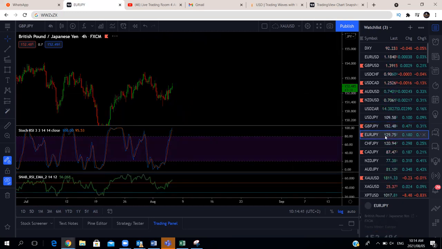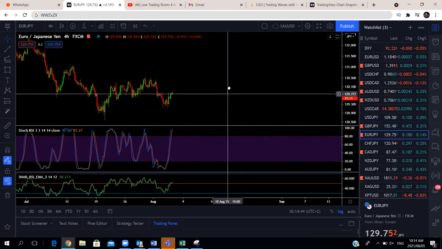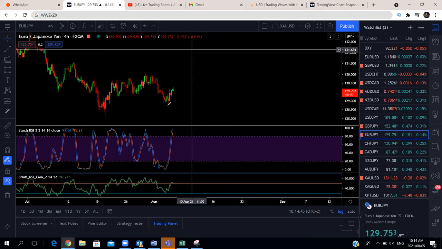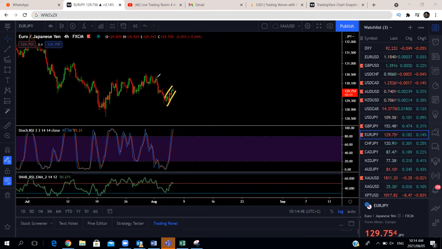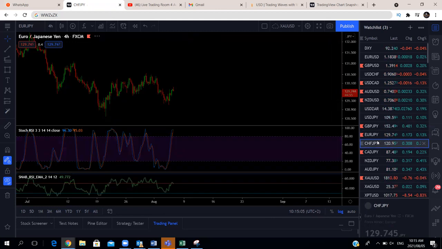Euro yen. So euro yen also, as much as we're seeing this move to the upside, look at what is happening with the indicator. We are going to retest this low here. We are here, we are at the top. Euro yen should come down to this level. Okay, we'd expect euro yen to come down to this level here. All right, so that's what we have on euro yen. Chief yen.